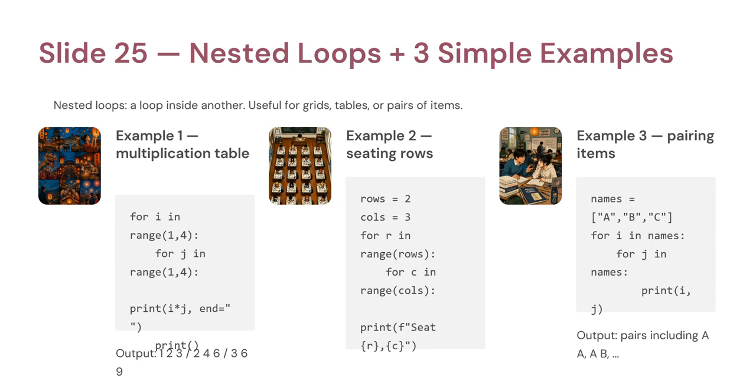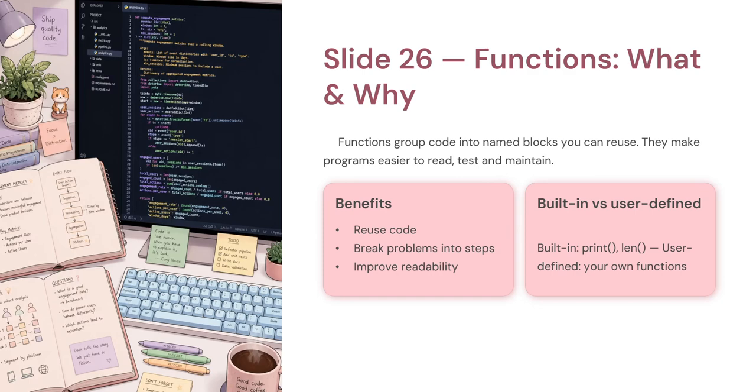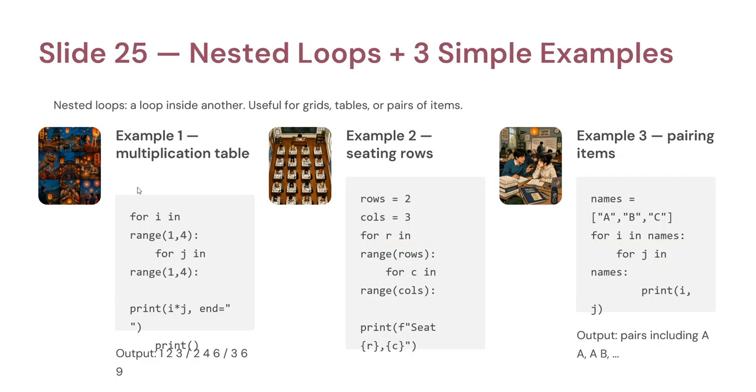Example 1, multiplication table. Let's look at this code: for i in range(1, 4): for j in range(1, 4): print(i * j). Okay, here we have two loops. The outer loop controls the first number and the inner loop controls the second number.